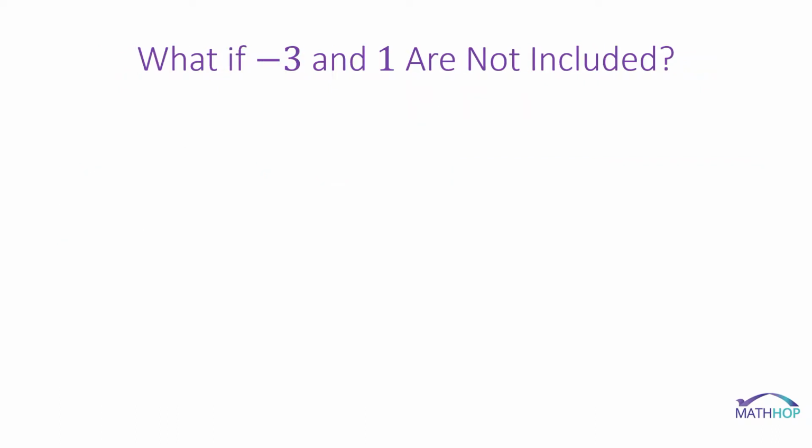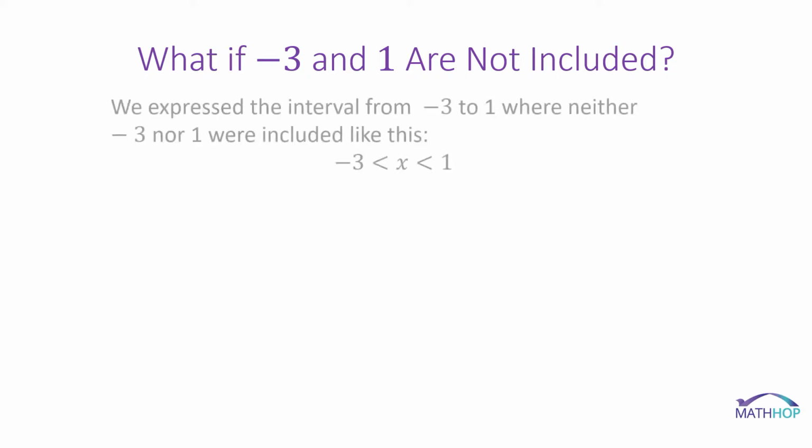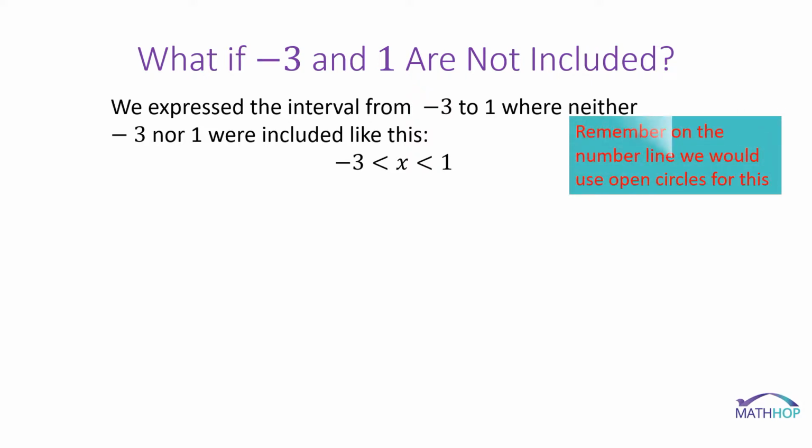Okay, now we said -3 and 1 were included. What if they are not included? Is there a way to express them? Well, sure. We expressed that interval like this, and it was read, generally speaking, x is in between -3 and 1. And you could just say in between -3 and 1 because -3 and 1 weren't included. And when we graph them, remember that we would use open circles for both -3 and 1 in that case.